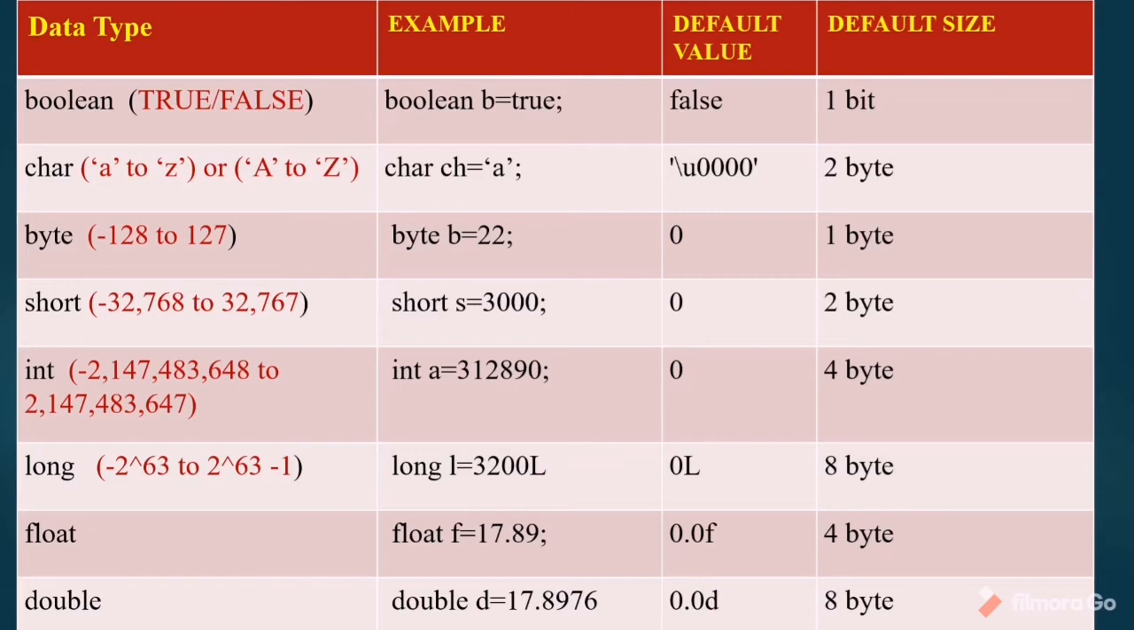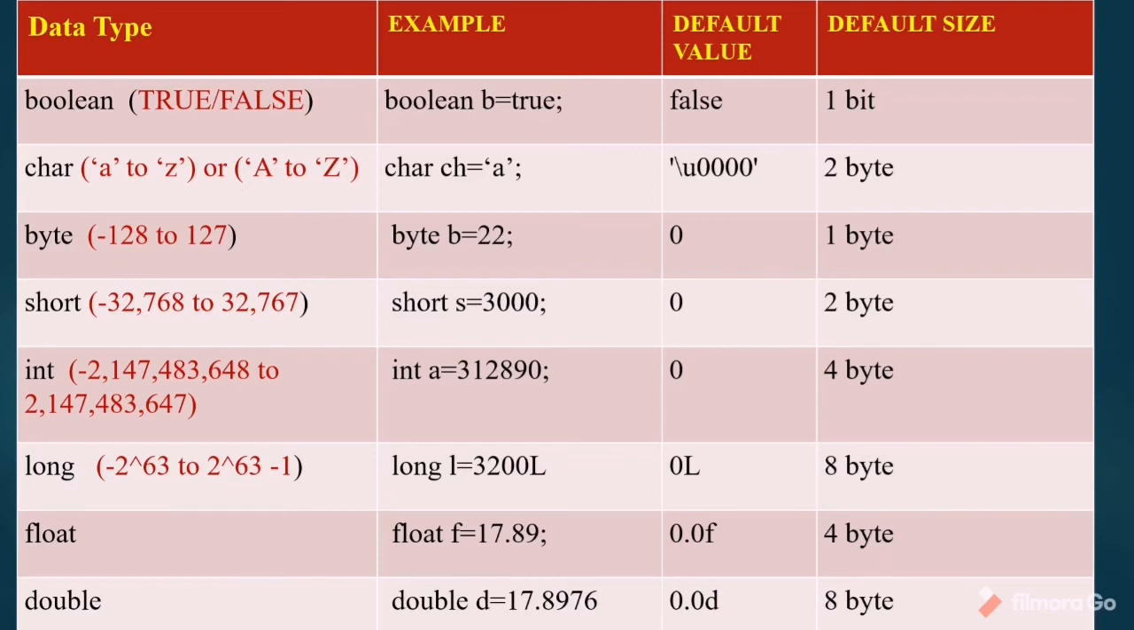Short range is given in brackets. Then example for short is short s equal to 3000. So it should be within whatever range is given in brackets. Then default value for this is 0, default size is 2 bytes. Then int range is given here. Example for int is int a equal to 312890. So it should be within this given range. Default value is 0. Default size is 4 bytes.